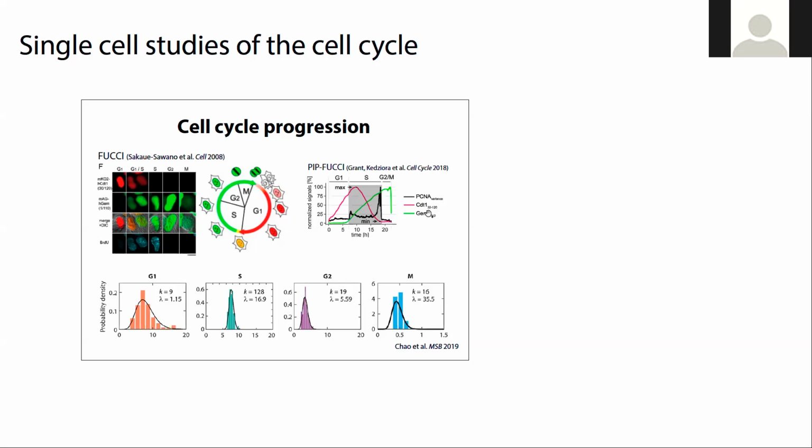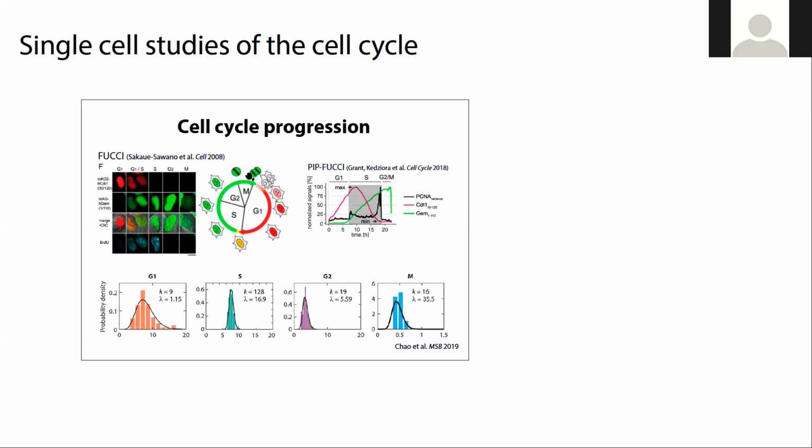And most of this single cell work in the cell cycle field has come so far from the use of fluorescent biosensors and single cell time-lapse imaging, starting with the development of the original Fucci sensor a little over a decade ago, which allowed individual cells to be tracked as they progress through each phase of the cell cycle.